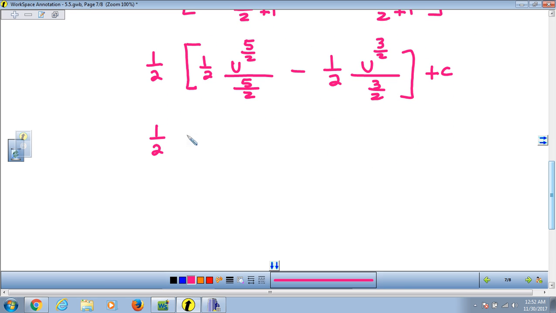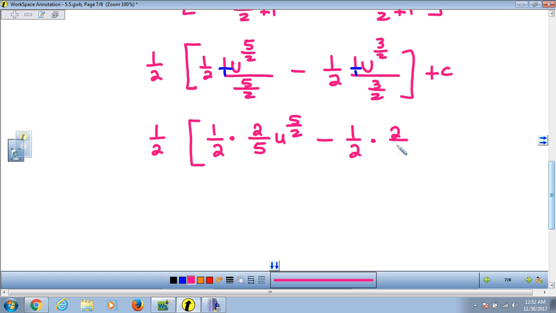So then here, 1/2 times 1/2. What you can do here to simplify this: these u's have a 1 at the front of them. That's their coefficient. Imagine there's a 1 here, and what you're going to do is divide these two fractions. So 1 times 2, and whatever you get from there is multiplying times the 1/2, right? That was already there at the front. So that's going to be 2 over 5 u to the 5/2 minus 1/2 times, same concept, 2 over 3 u to the 3/2.